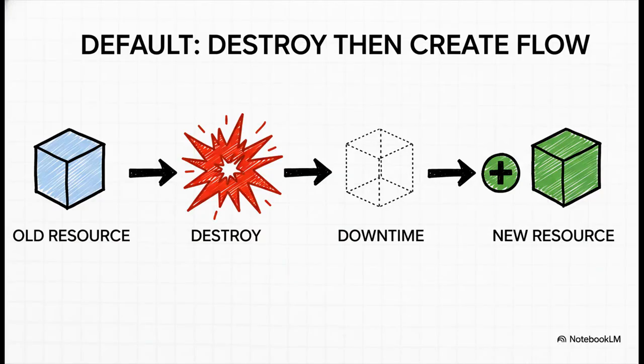So let's start with rule number one, which ties right back to our house building analogy. This here is Terraform's default flow. When a resource has to be replaced, it first does the destroy action, and only after that's totally done does it do the create action. For something like a web server, well, that means downtime.